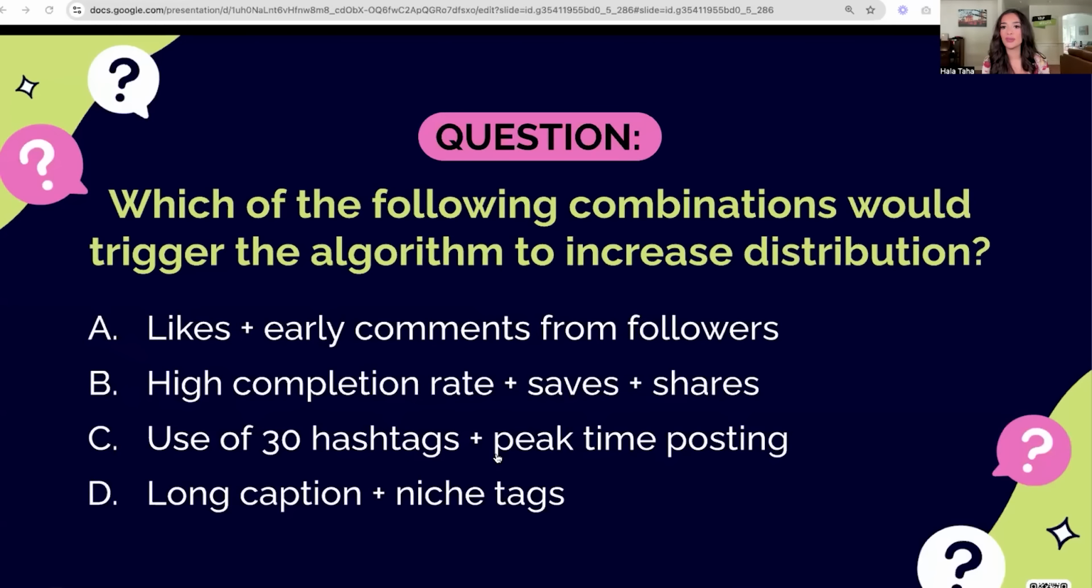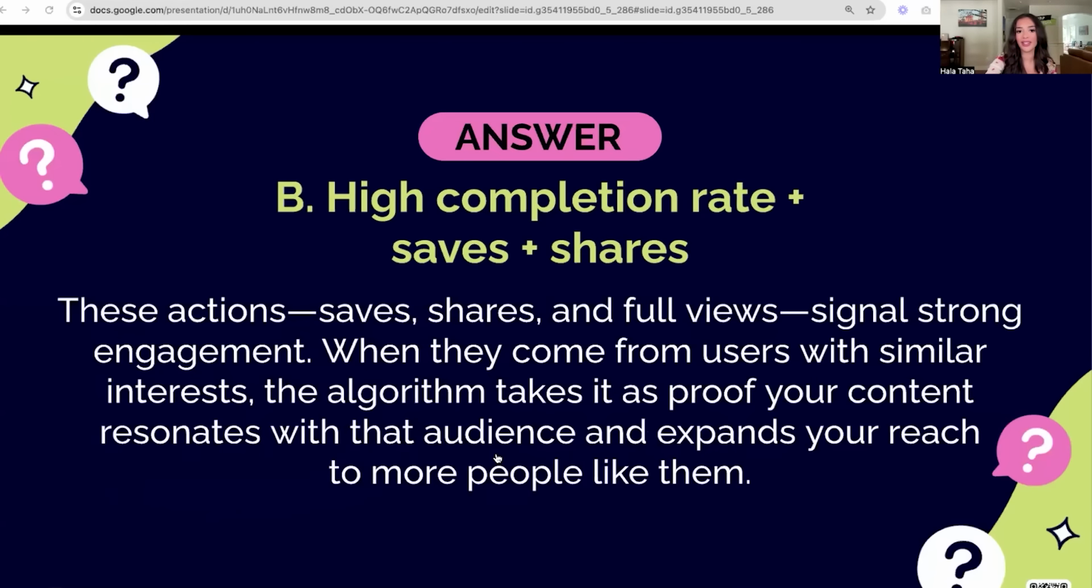Oh, you guys are having trouble with this one. Some of you guys got it. A lot of you guys got it. B, high completion rate, saves and shares.